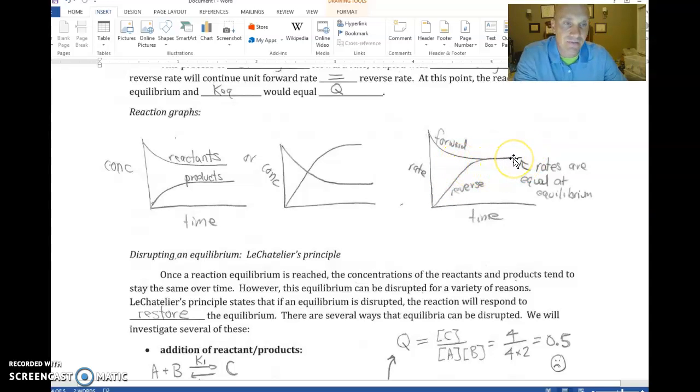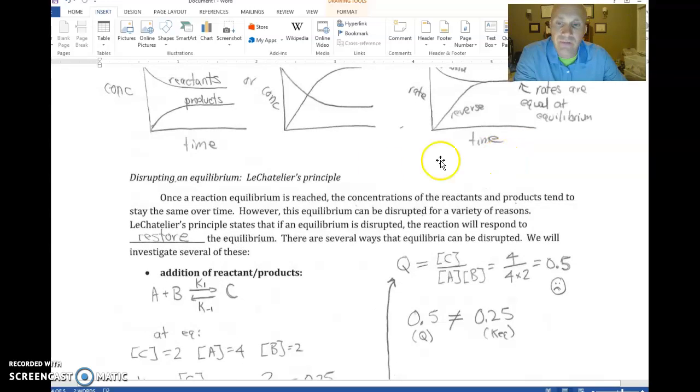That is the definition of a chemical equilibrium. It's a reaction where the forward rate equals the reverse rate.